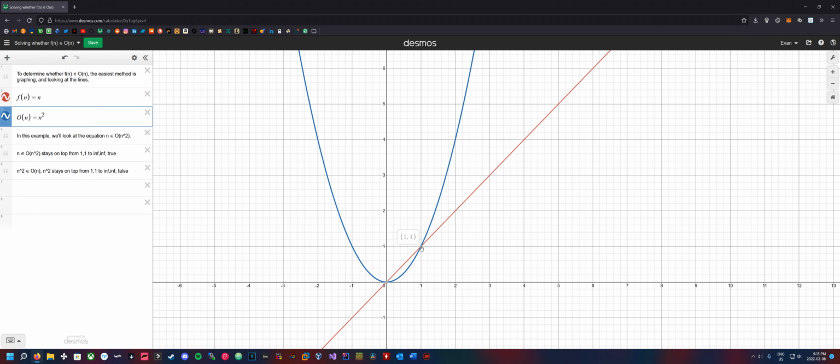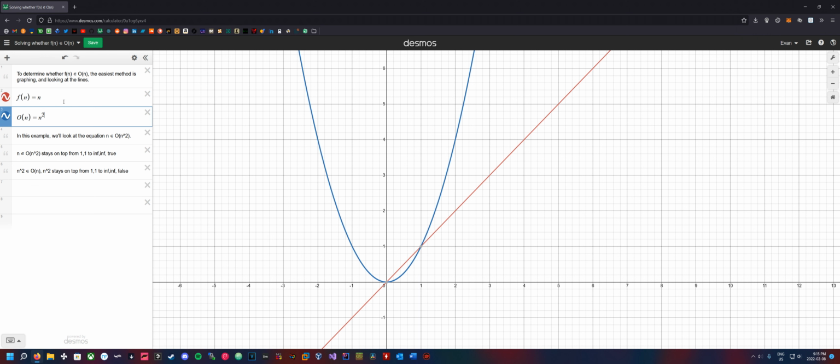N from 1, 1 will always be under it. We're looking at the whole up and down thing here. O of n is above f of n. So that means that since O of n stays on top from 1, 1 to infinity, infinity, that means that n is an element of O of n squared is true.